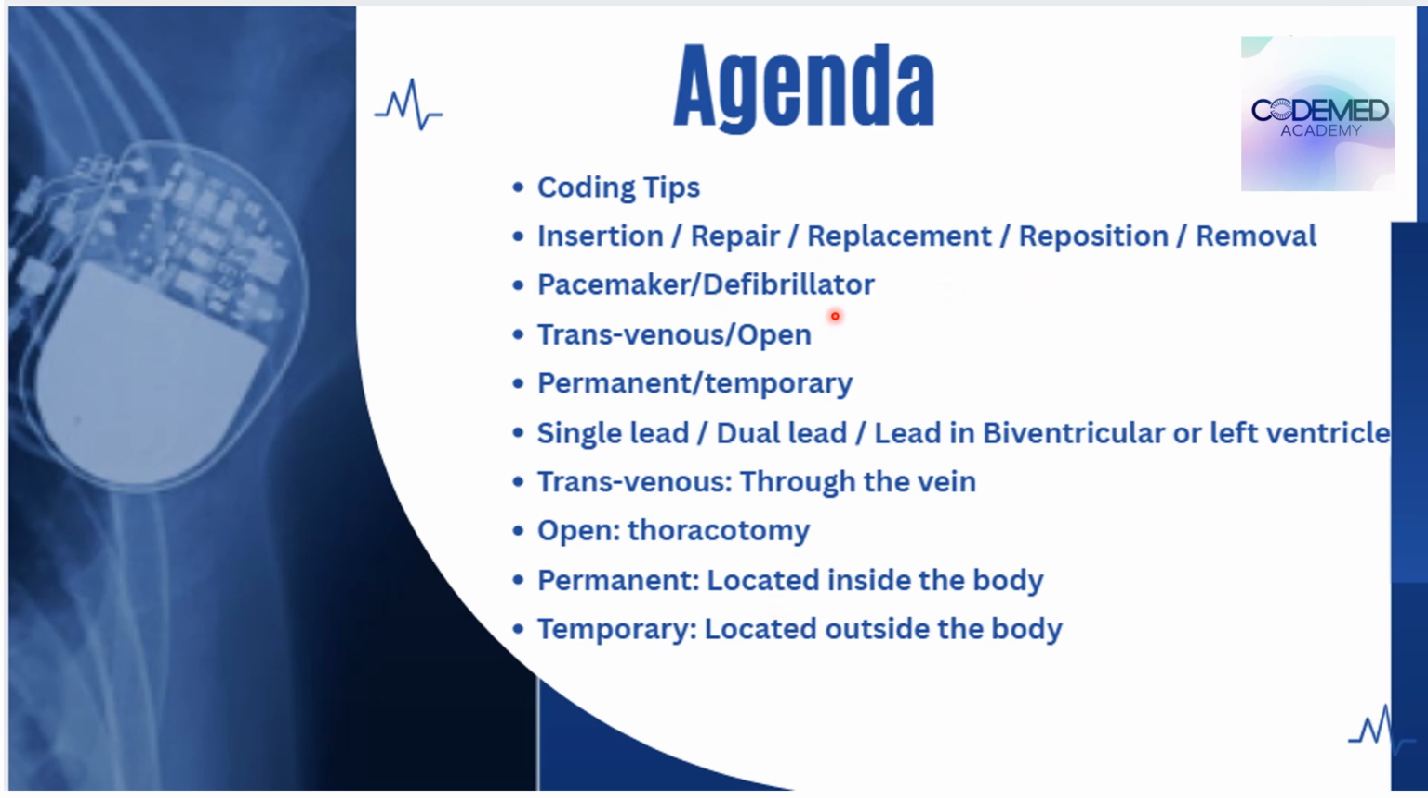Then how are we putting that system? Is it through transvenous, that is through the vessels, or are we doing it open, that is a thoracotomy approach? The system can be permanent or temporary, and it may have a single lead, dual lead, or lead in the biventricular or left ventricle. Permanent is usually located inside the body and temporary is located outside the body.